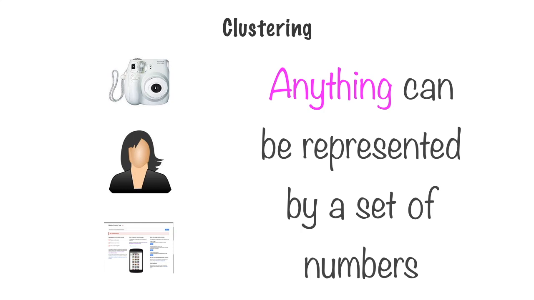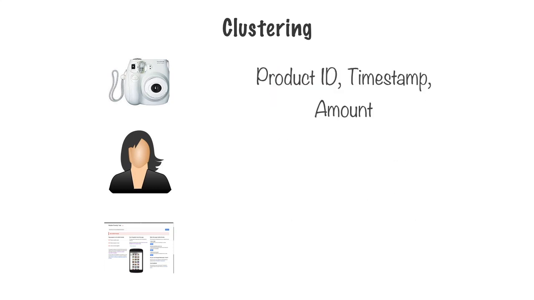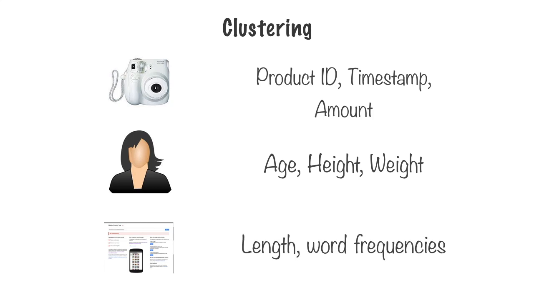In case of a product sold on Amazon, you could use the product ID, that might be a number, the timestamp the product was actually sold, and the amount the buyer paid for the product. Numbers that might be used to represent a person could be the age, height, and weight of that individual. And as for websites indexed by Google, you could use the length of the document or the frequencies of the various words that occur within that document. These are all numbers that could represent that site.